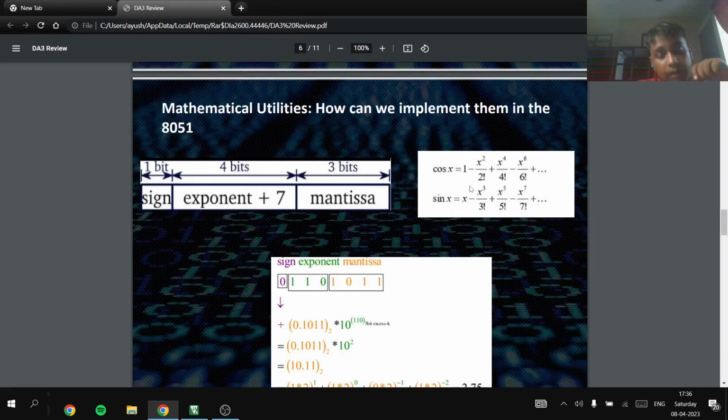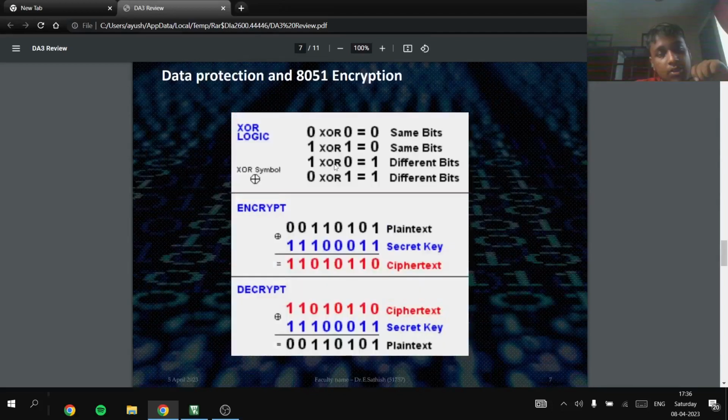So you basically store the values, and the more values you have in that lookup table, the more precise you can find the values for cos x and sin x. Now, the third and the last thing was data protection and 8051 encryption.